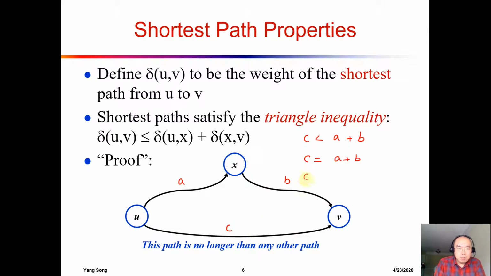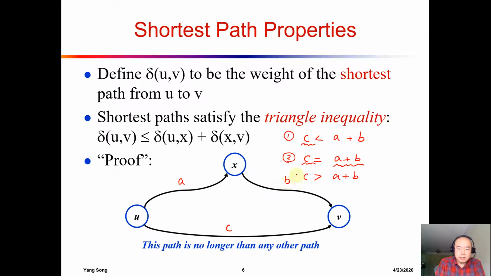And then how about C is greater than A plus B? Is that possible? Yes. If C is greater than A plus B, then we will definitely take the path U to X and X to V, right? So if we are in case 1, which will be the delta value? The delta value will be C, right? Because that is the shortest path. And for case 2, it doesn't matter. Delta can be C or delta can be the sum of A plus B, because both of them are the same.